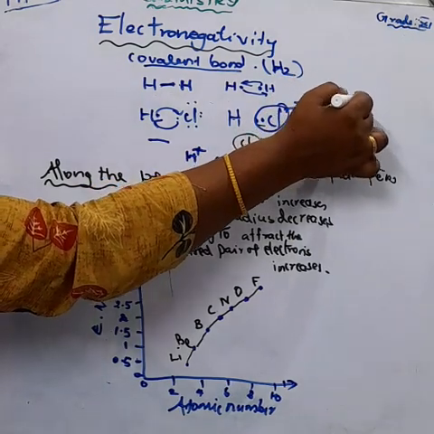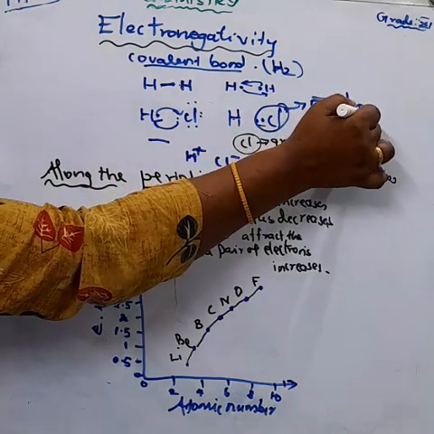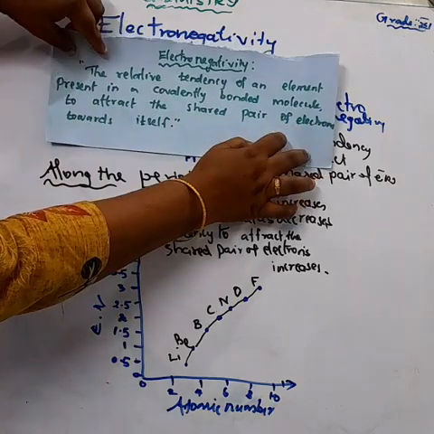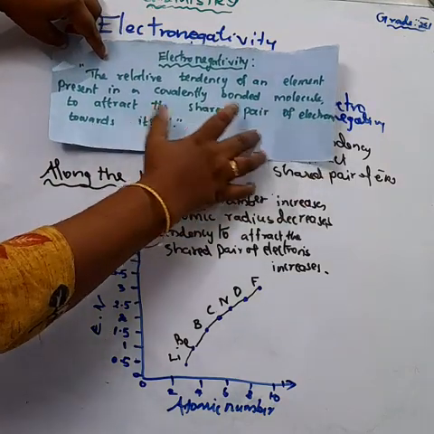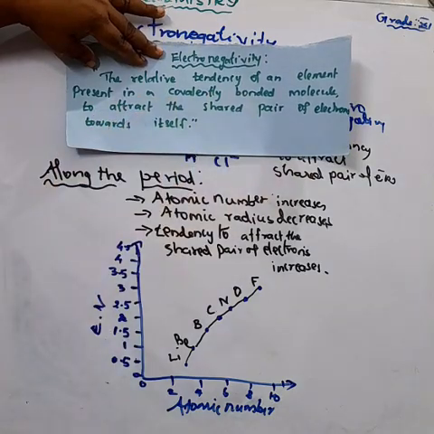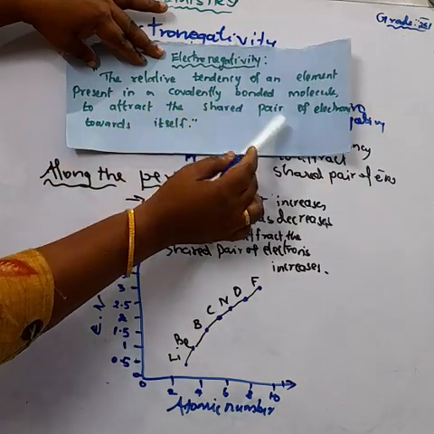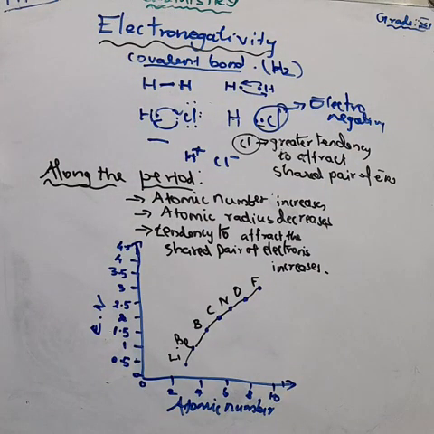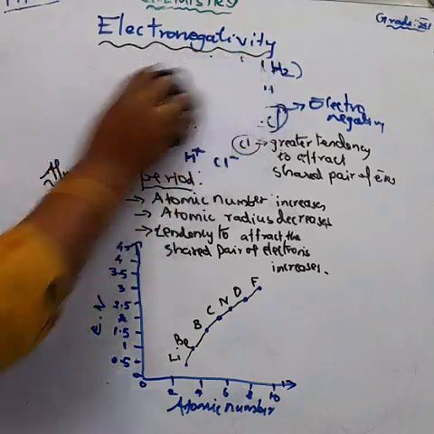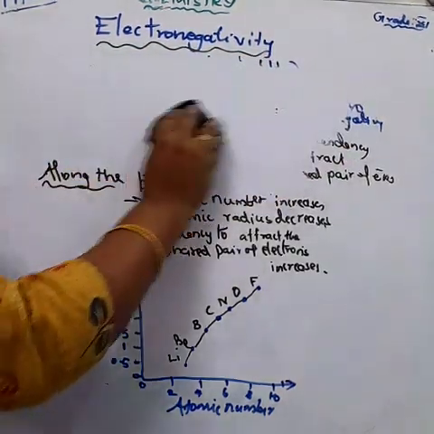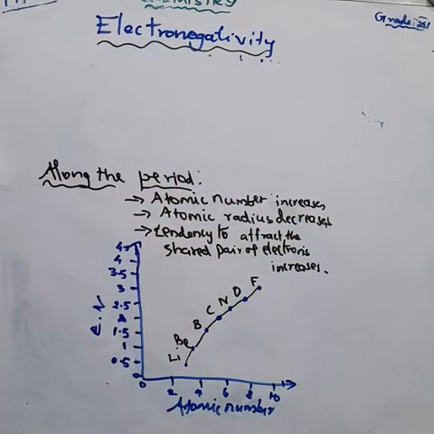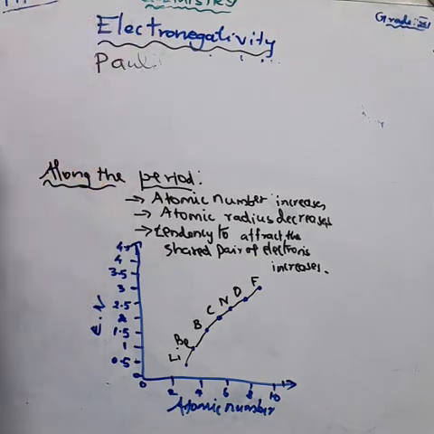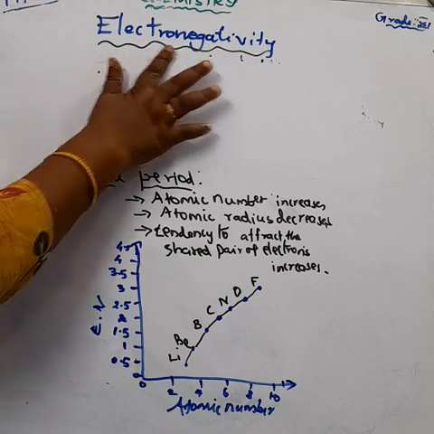So what do you mean by electronegativity? It means the relative tendency of an element present in a covalently bonded molecule to attract the shared pair of electrons towards itself. Electronegativity is not a measured quantity. However, a number of scales are available to calculate its value. One such method was developed by Pauling. Several methods exist, but we are following only one, the Pauling method.